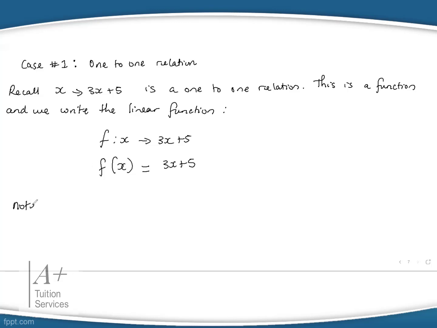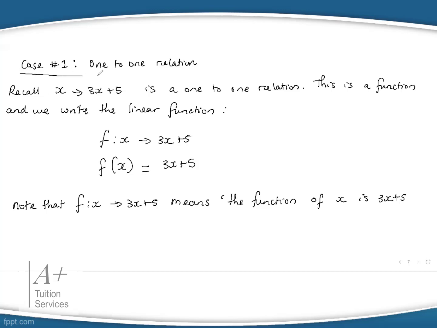Note that f of x mapped onto 3x plus 5 means the function of x is 3x plus 5, right? So that is what f of x means, function of x. So this was case 1. We did it before, where we mapped x to 3x plus 5, and this is where one x element has one relation to a y element. And we can write the linear functions as f of x is equal to 3x plus 5, which means the function of x is 3x plus 5. So this was a straightforward case, case 1.